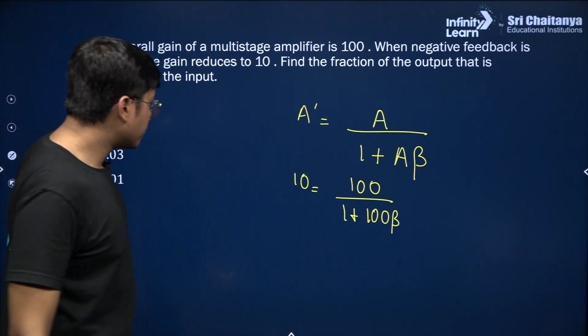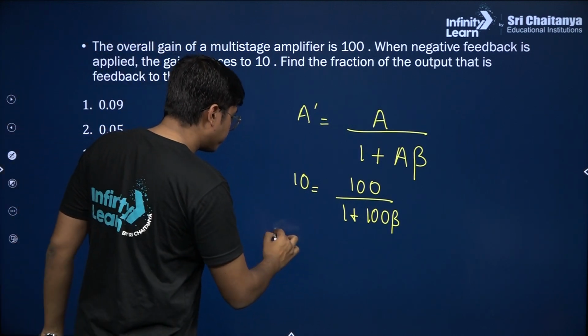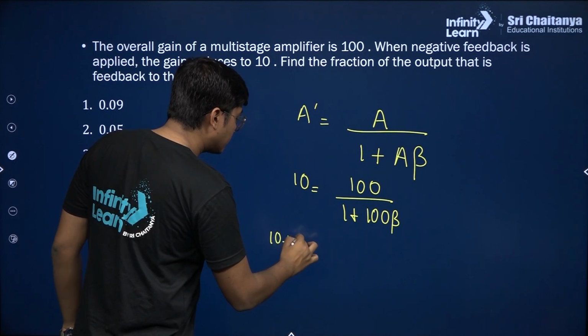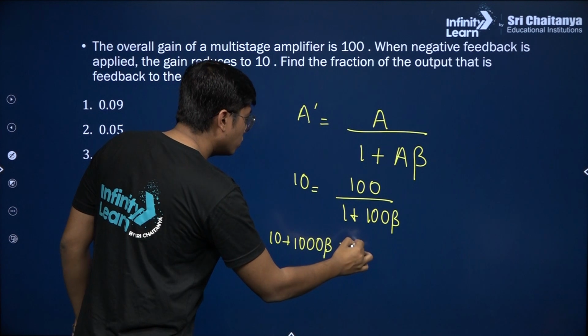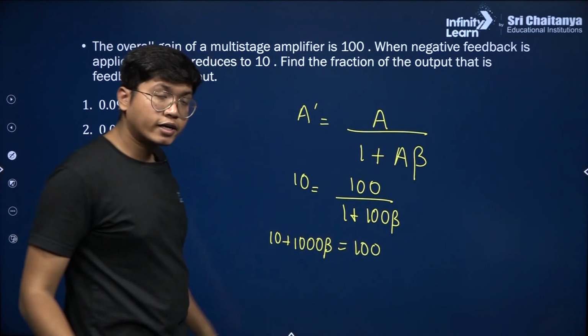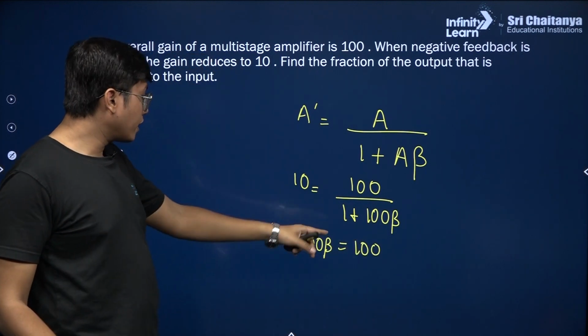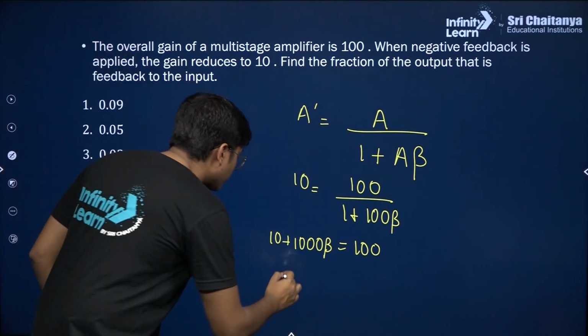So just cross multiply things here. You have 10 plus 1000 beta is equal to 100, right? Which means your 1000 beta is equal to 90.